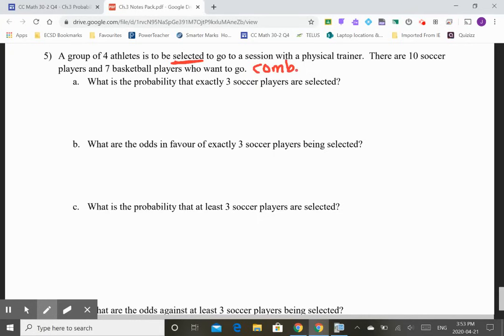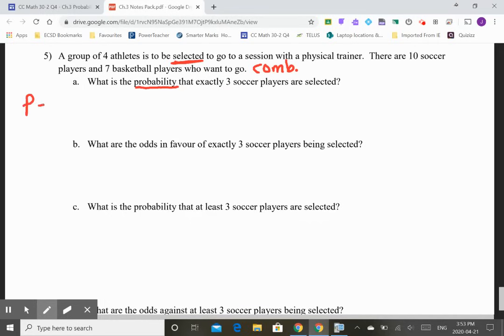Now you'll notice that we have a couple of different groupings here. So this is going to be similar to the committee type questions that you would have done in chapter 2, where we're talking about different categories of people and choosing different numbers from those categories. But this time, we are connecting it to probability. Let's read A. What is the probability that exactly 3 soccer players are selected?